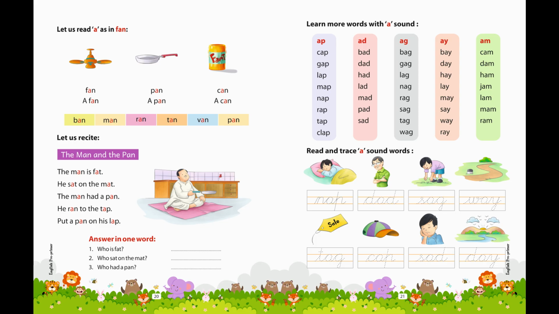Story time again. The man and the pan. The man is fat, he sat on the mat. The man had a pan, he ran to the tap, put a pan on his lap. The man had a pan, he ran to the tap, put a pan on his lap.